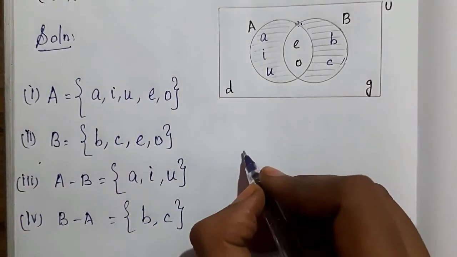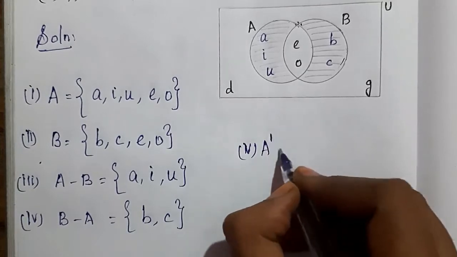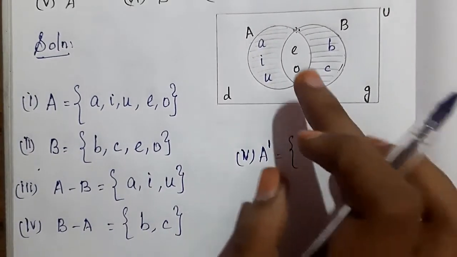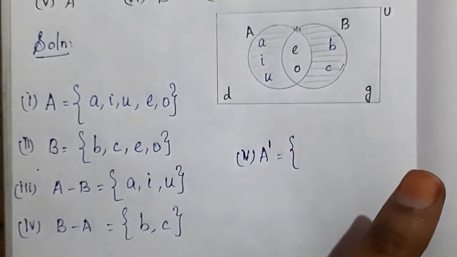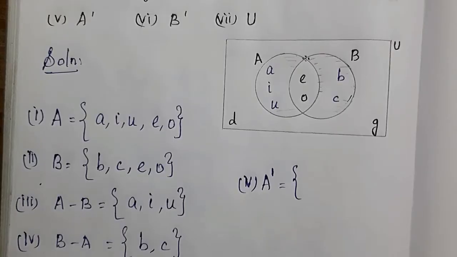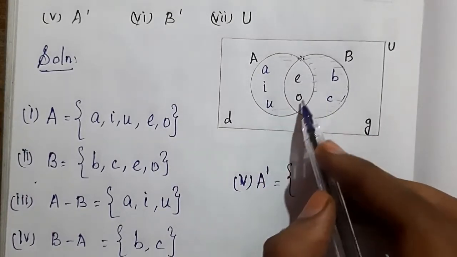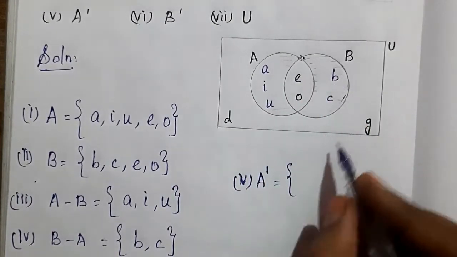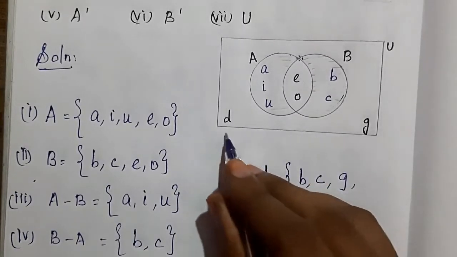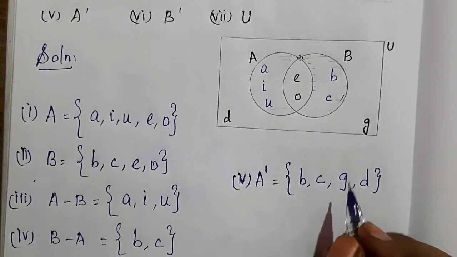So I can write here A complement. Fifth one. A complement equal to, so A complement meaning is you should not write A elements. You can write remaining all the elements. That is known as A complement. So our elements will be, A should not be written, remaining everything. So B, C, G, D. That is A complement except A. We can write remaining all.